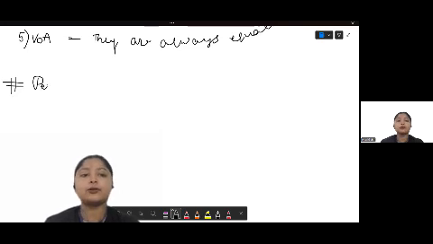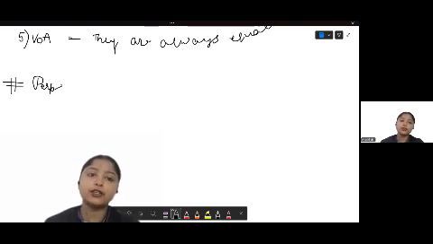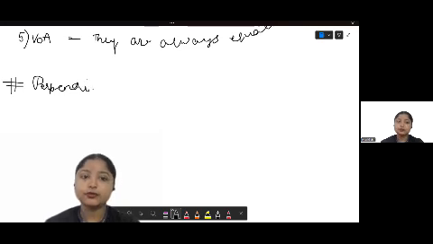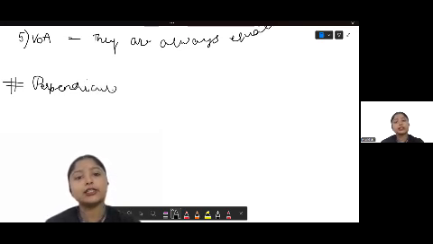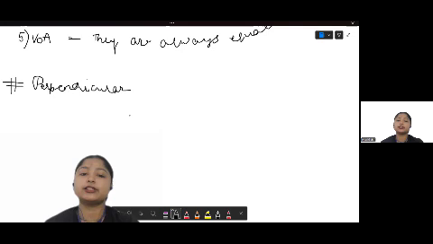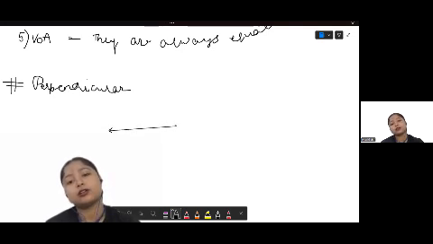A perpendicular line is an intersecting line that meets at exactly 90 degrees. So a perpendicular line is a type of intersecting line only. For example, I have this line, which we call OP.